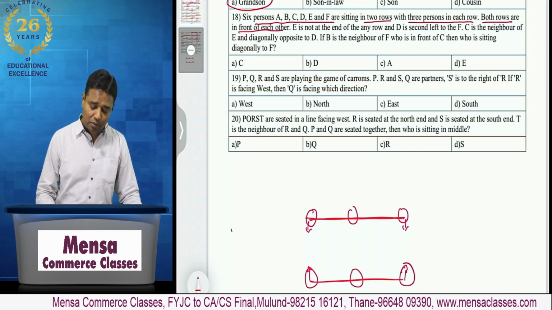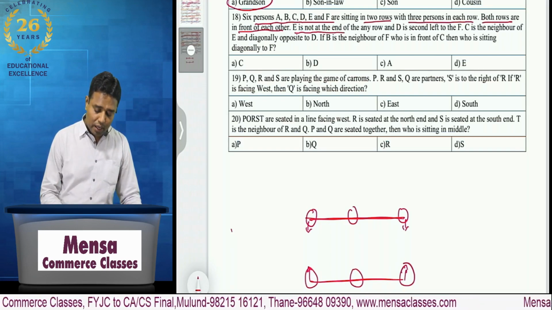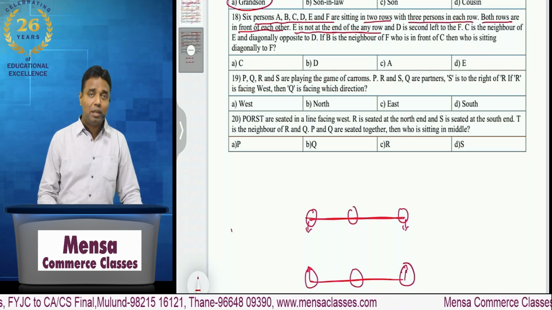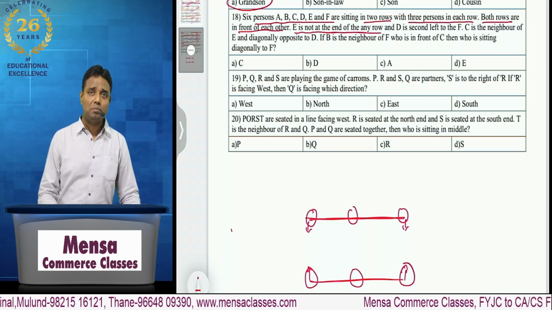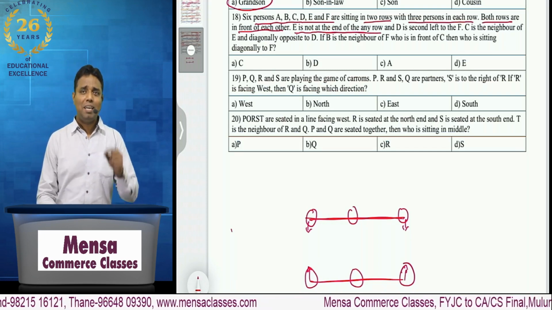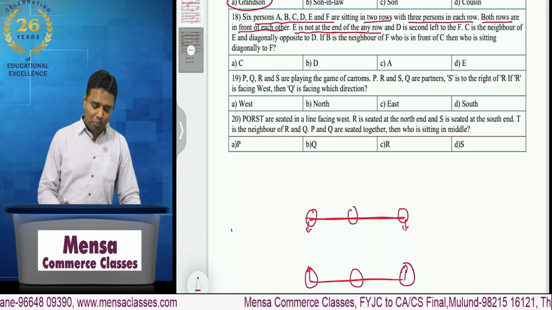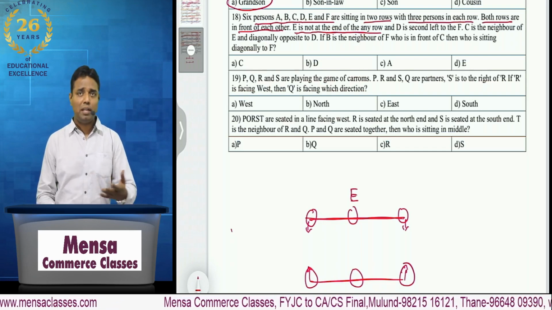Let's read it further. E is not at the end of any row. E is not sitting at the end of any of the rows. So where must E be sitting? E must be sitting in the center seat. Right? Suppose E is sitting in the center seat here. For example, we can put it in any of the places.